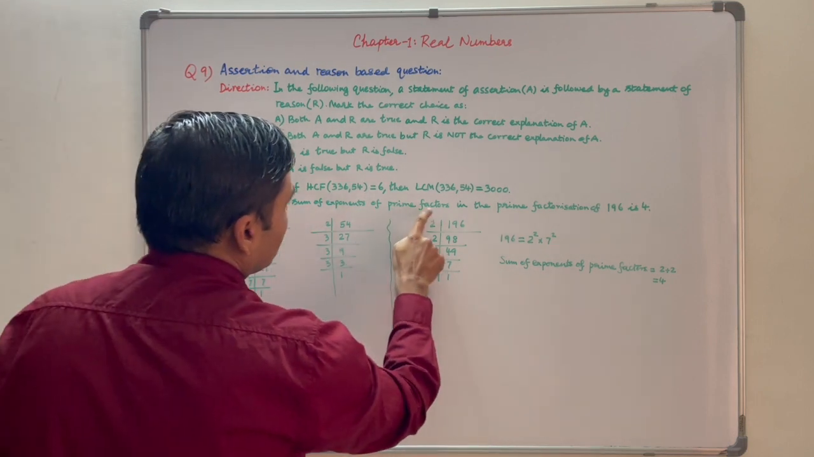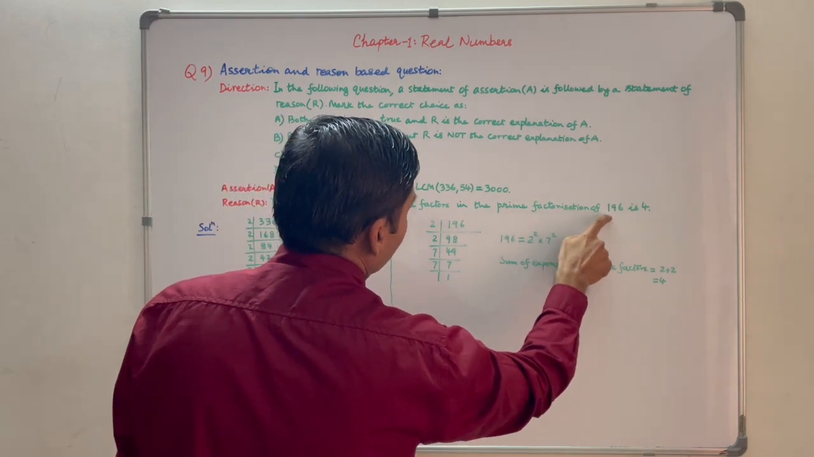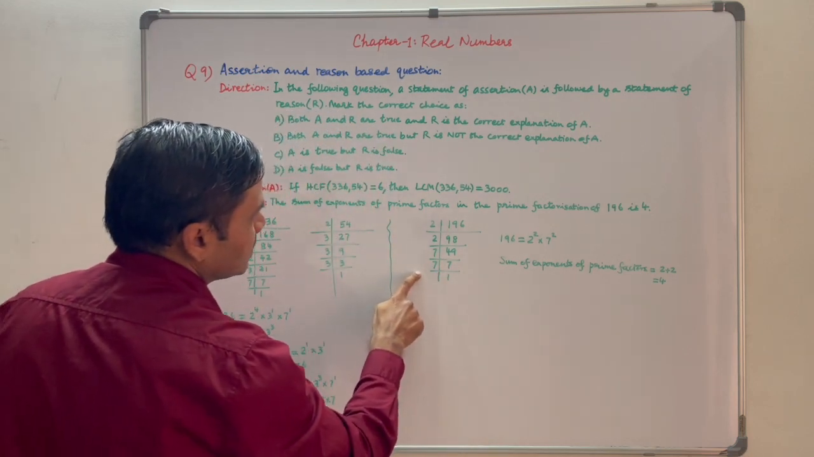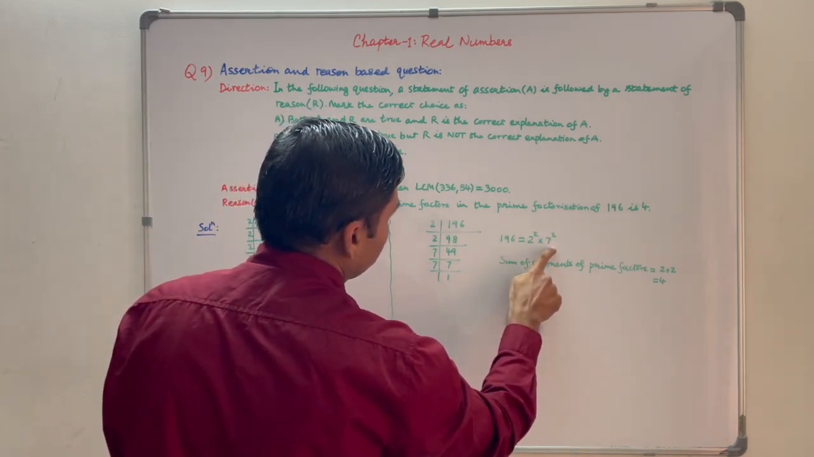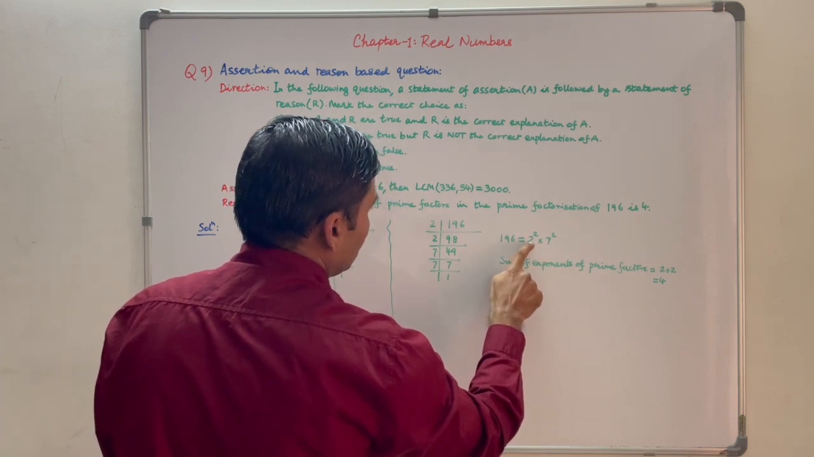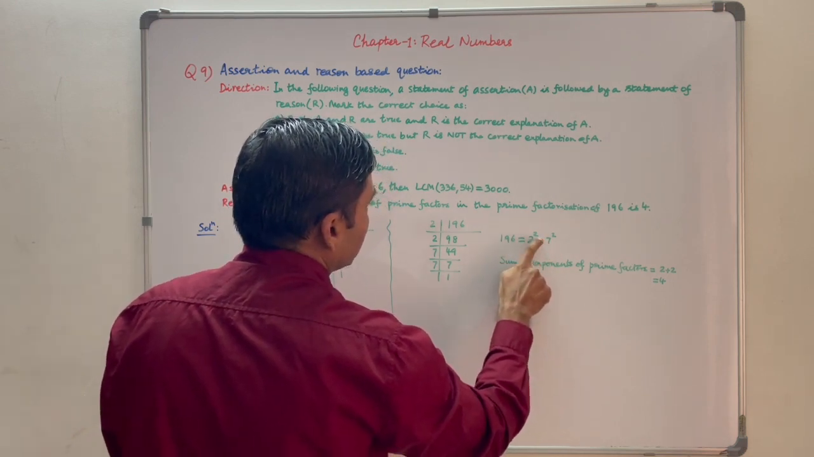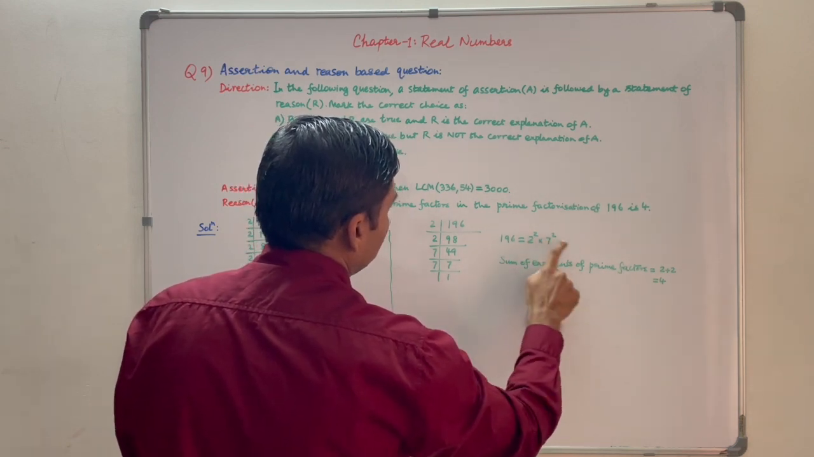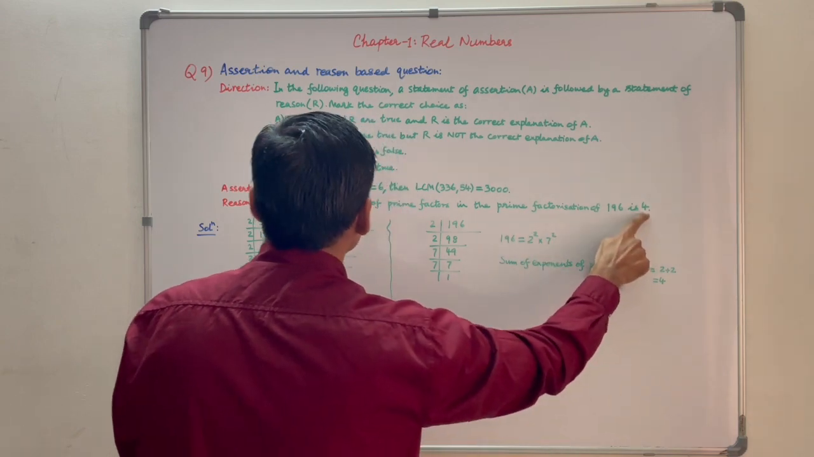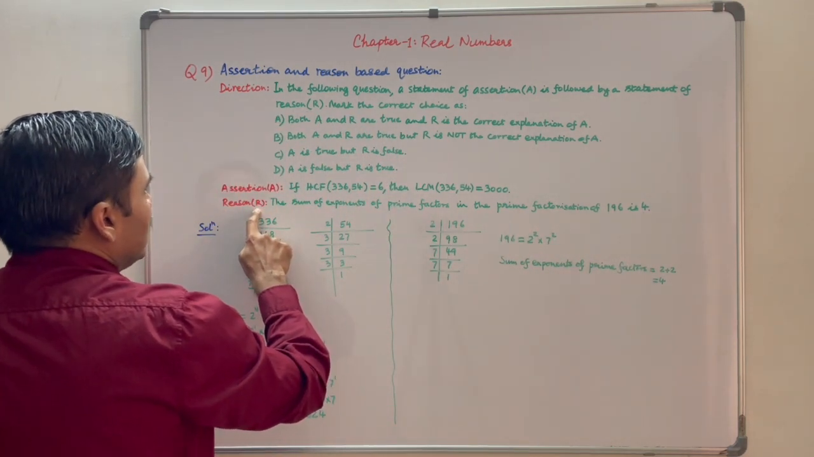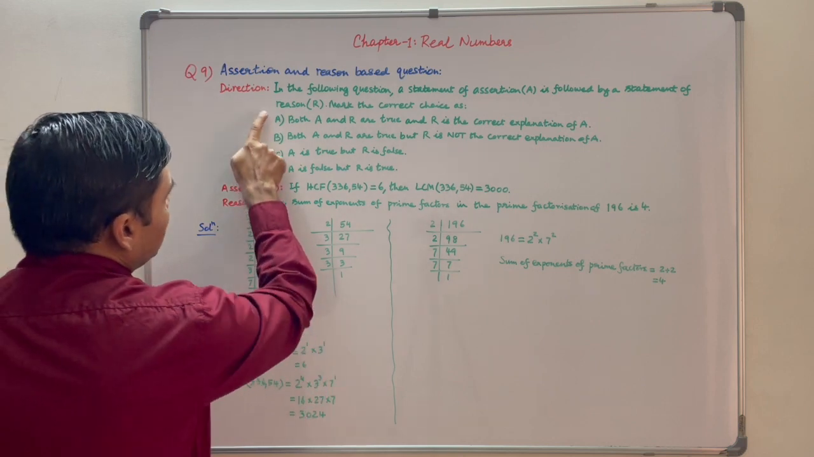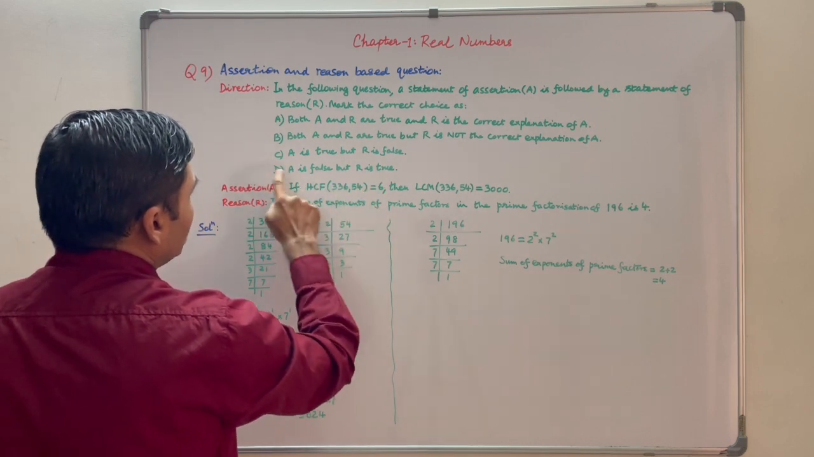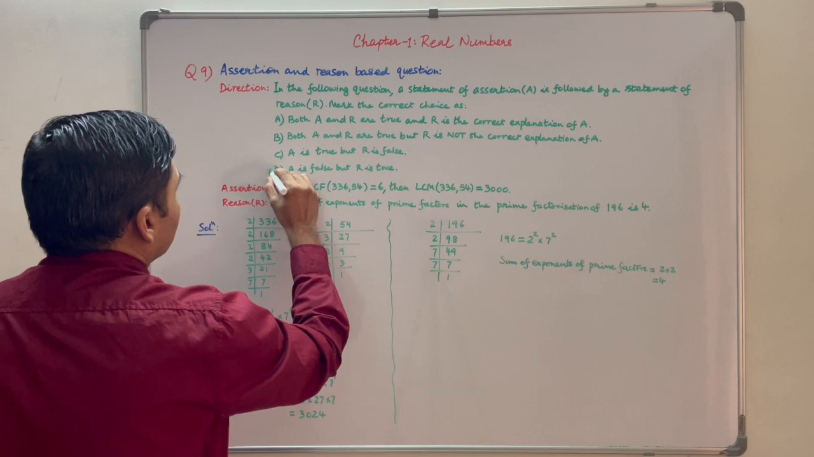The sum of exponents of prime factors in the prime factorization of 196 is 4. So start factorizing 196. So 196 can be written as 2 to power 2 into 7 to power 2. Now the prime factors involved are 2 and 7, and their exponents are 2 and 2 respectively. So the sum of the exponents of prime factors will be 2 plus 2, that is 4. So R is true. A is false but R is true. So we will check out the options. Option D says A is false but R is true. So D is the correct option.